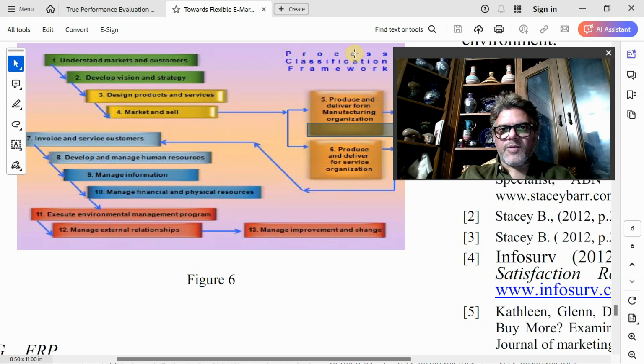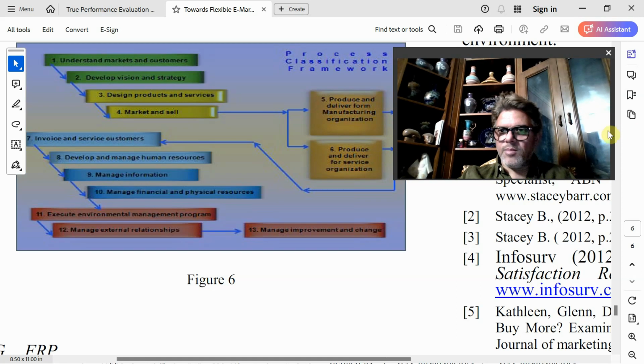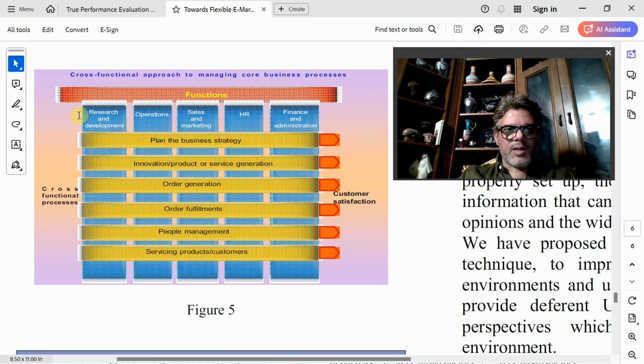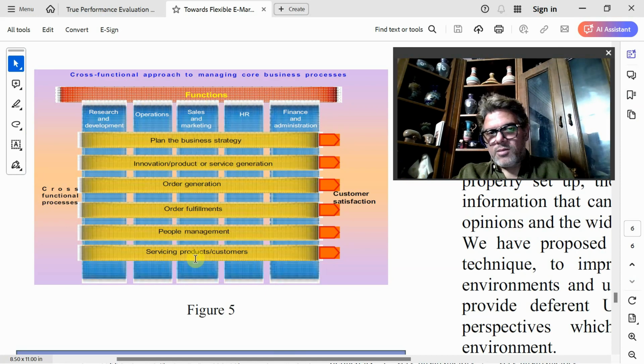This is the process classification framework. So it starts, we have 6 levels. Here we have the business departments, and then we have which we want the business satisfaction for it. But then we have cross-functional processes which represent the product satisfaction life cycle over the business, which has 6 levels.